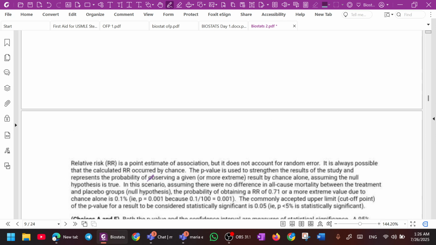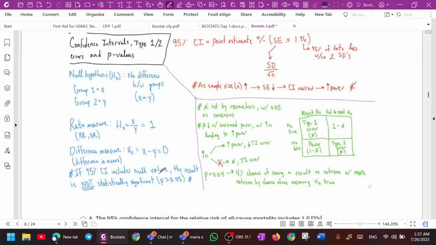Confidence interval, diagram, and p-values. I think he started here, and he was just explaining this formula. This is just a formula you need to remember. The 95% confidence interval equals the point estimate plus or minus the standard error times 1.96. The standard error is equal to the standard deviation over the square root of the sample size. And 1.96 represents the 95% confidence interval.